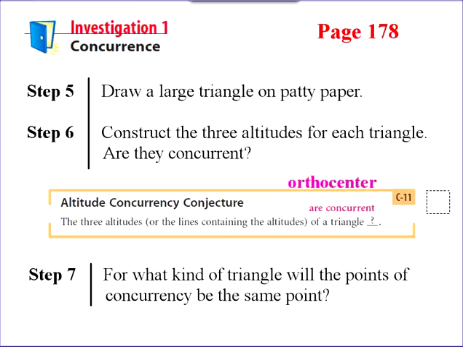Okay, so now I've got a question there at the bottom. I want you to think about, for what type of triangle would all three of these be the same? Probably an equilateral triangle. An equilateral triangle, good. So an equilateral triangle allows all the points of concurrency to be the same point, okay? So that would be equilateral.